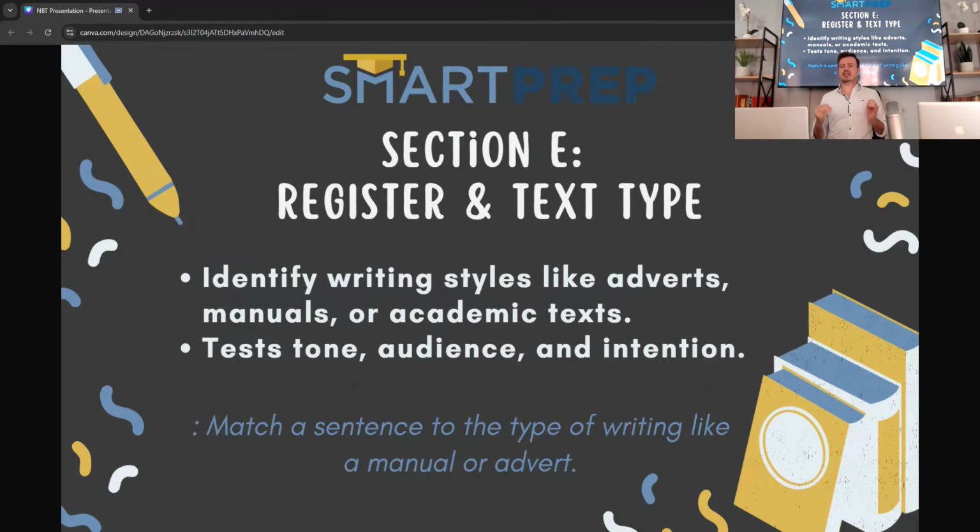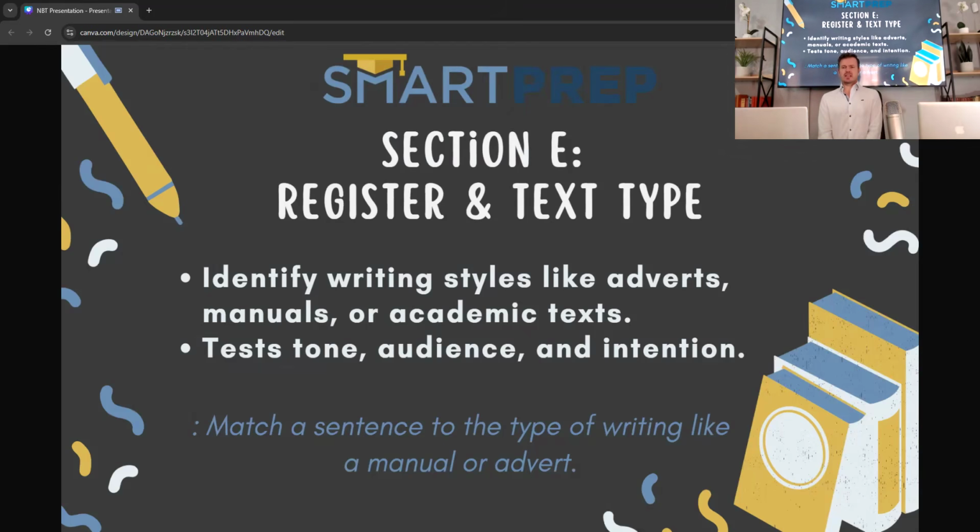Okay, then section E will be register and text type. By the way, they do jumble this up. It's not always the same section, so sometimes you may not see this so much, and you may see one of the others, but this is the general format, okay? As I say, we've got lots of the past papers. You can look at them and you can see there usually is a number scramble. There's always a comprehension, but there's not always necessarily register and text type.